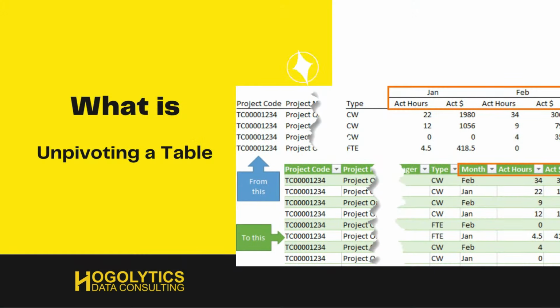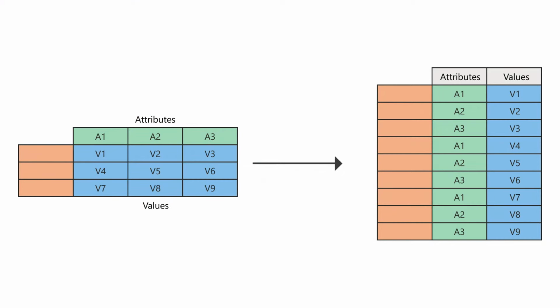Let's see at the beginning what unpivoting a table is. Unpivoting a table, also known as melting or transforming data from a wide format to a long format, is a data manipulation process commonly used in data analysis and preparation. It involves reorganizing the structure of a dataset from a format where data is spread across multiple columns, or wide format, to a format where data is stored in fewer columns but with additional rows, or long format.